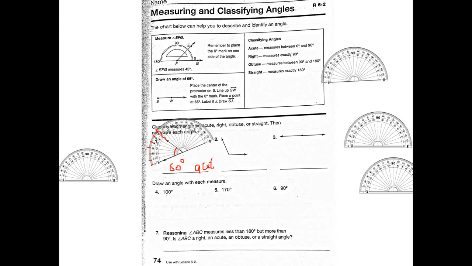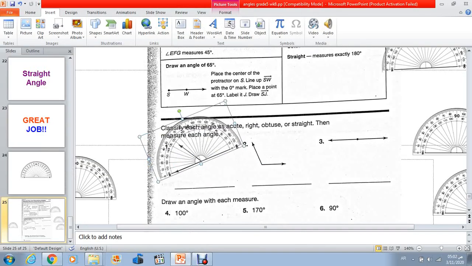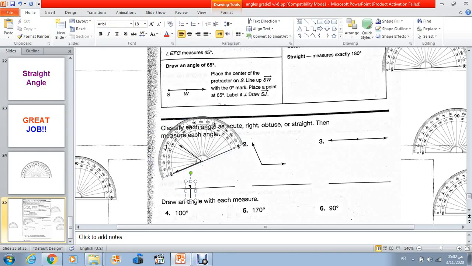This is the first example that we answered together. Now, using the protractor, we will keep answering the next questions. So the first one was acute. I will write it in a better way: 60 degrees, and we call it an acute angle.